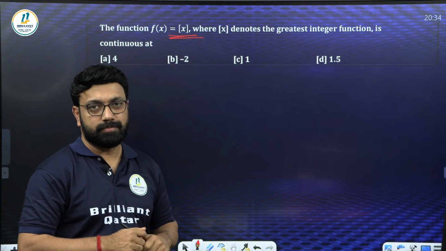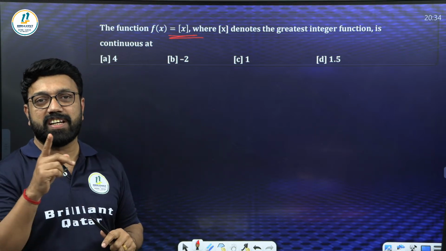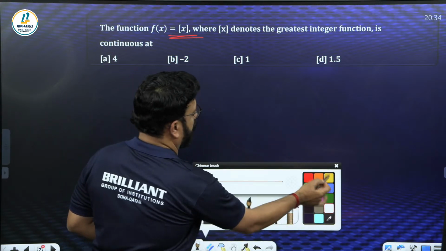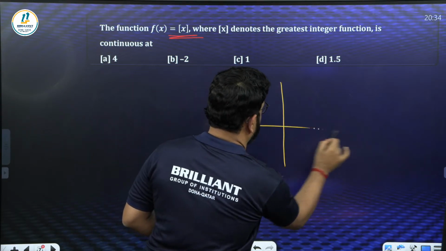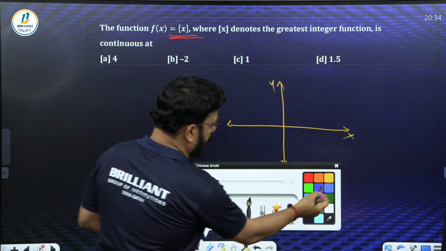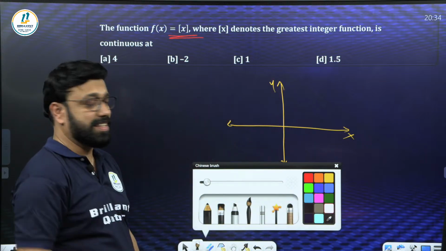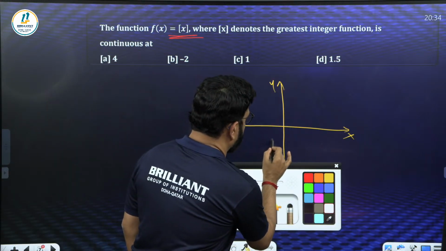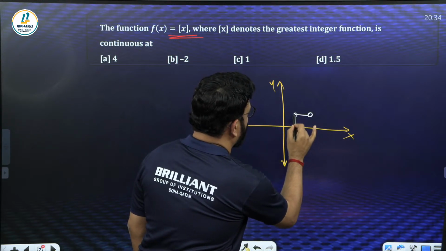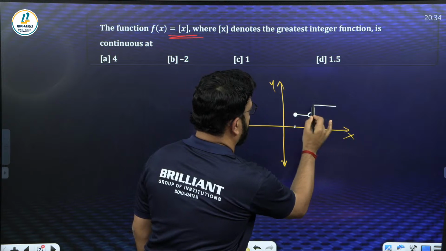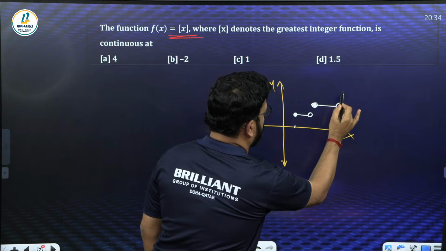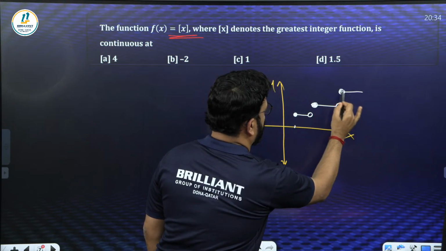You should know that one. What is the greatest integer function? The graph of the greatest integer function is very, very important for knowing this idea. See what the greatest integer graph will look like here. I am not drawing the exact points, just showing the idea. From 1 to 2, with 1 closed here, then 2 to 3, like that. This end is closed and this will not reach here.